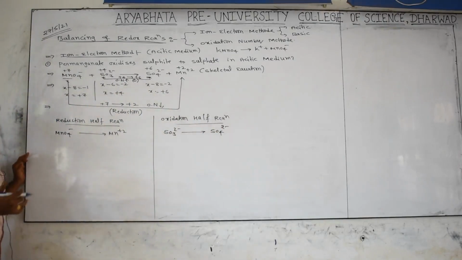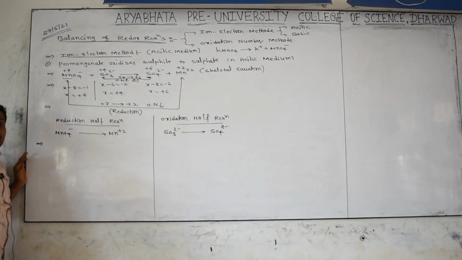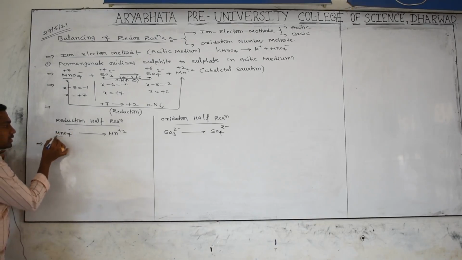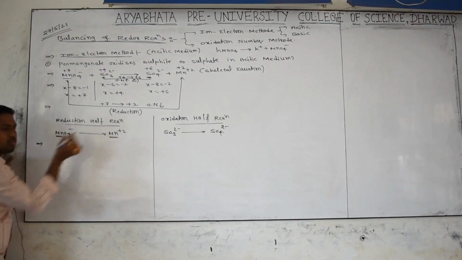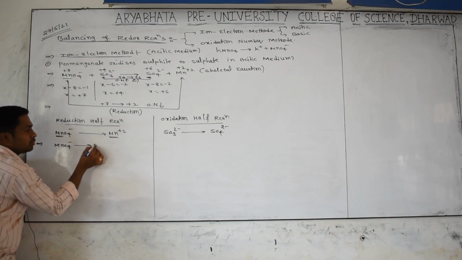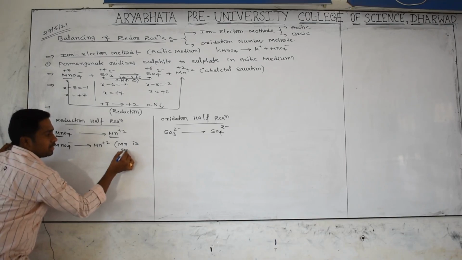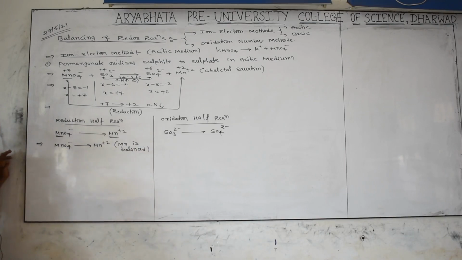Okay, now what has to be done? After dividing into half reactions, the first step is to balance the atoms other than hydrogen and oxygen. Here, manganese is the one. How many manganese atoms are there? One here, and one here also. That's why we write MnO4 minus converting into Mn plus 2. Manganese is balanced.